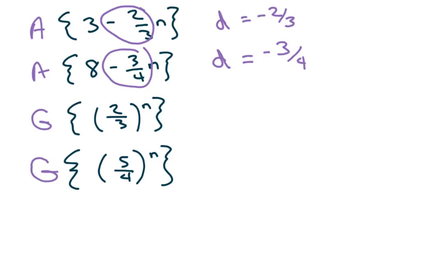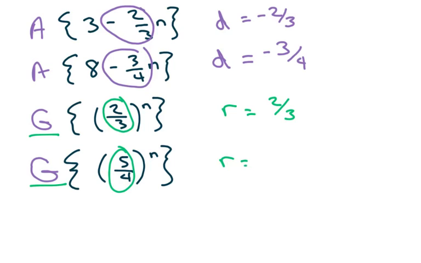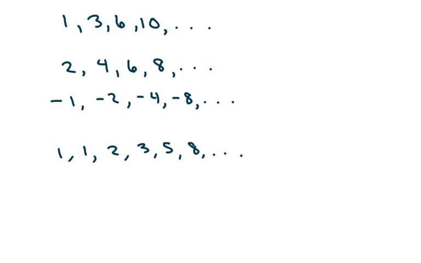Now on the exponential ones, the geometric ones, you just use this number. It's always going to be that number, and we looked at that in a previous video. So your R is 2/3, your common ratio is 2/3. And your common ratio here is 5/4. Alright? And then on the last set we have just the list of numbers.